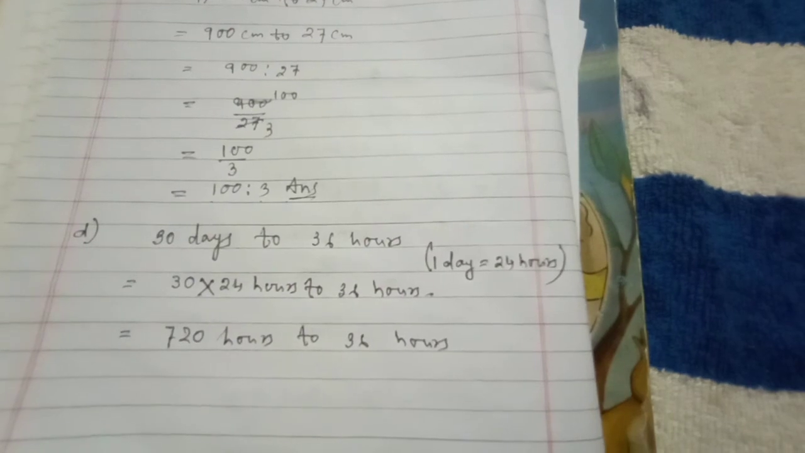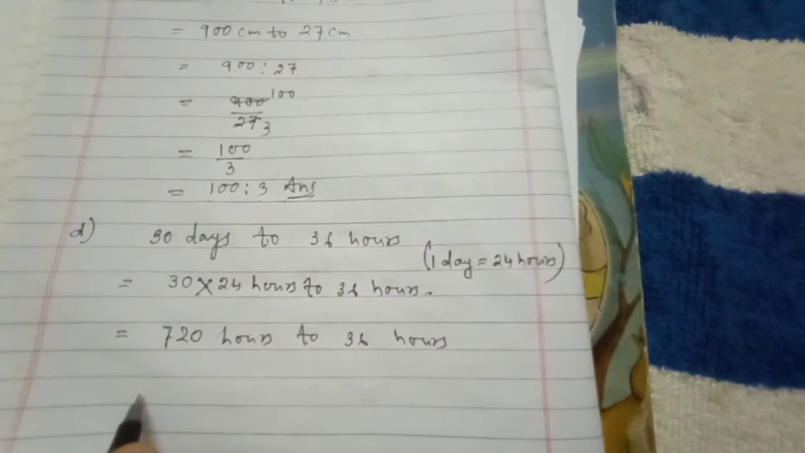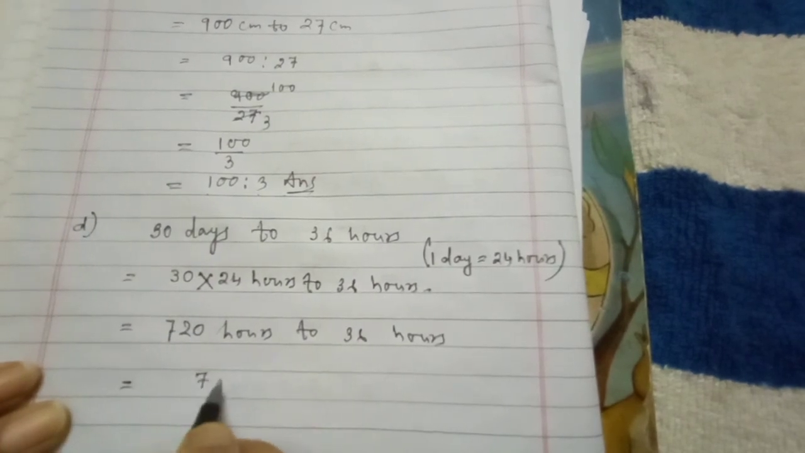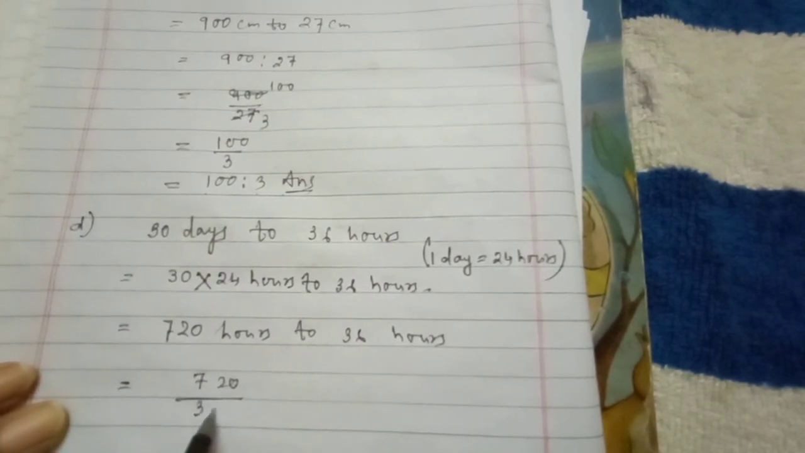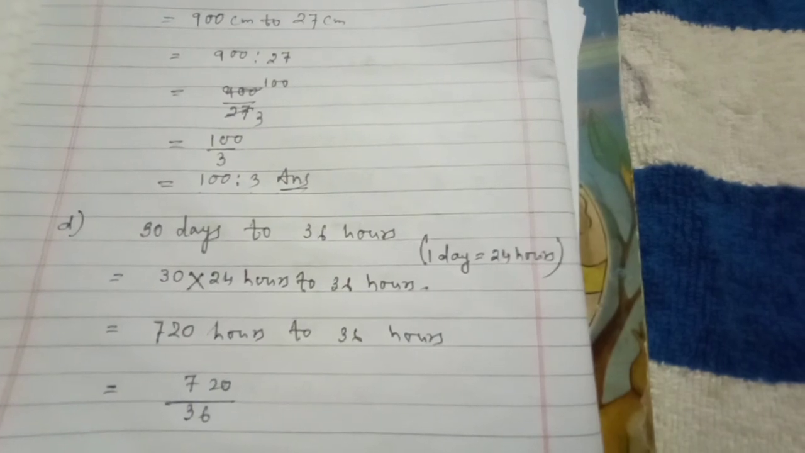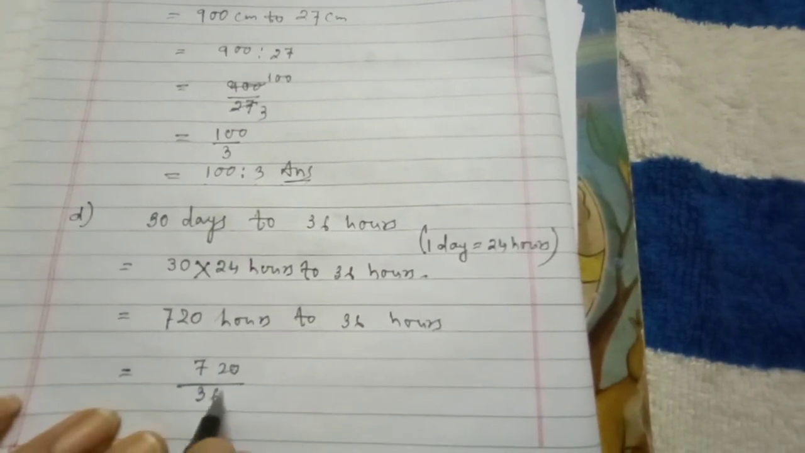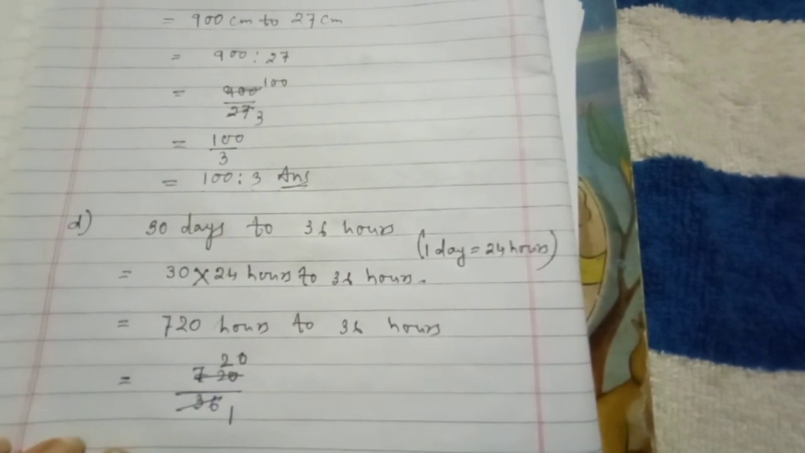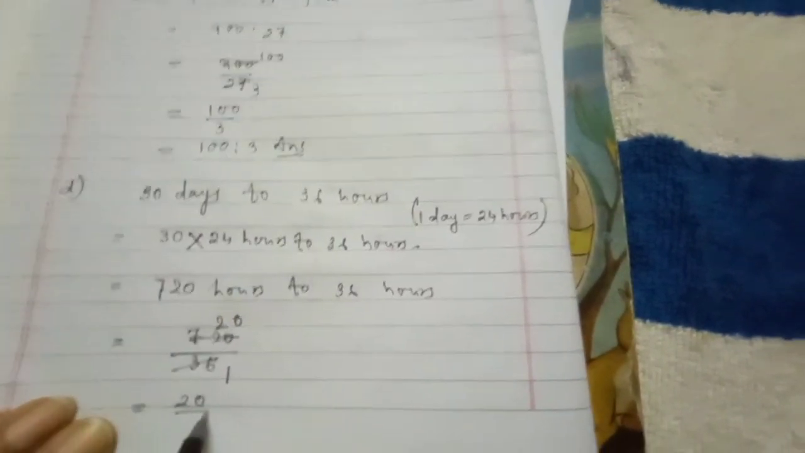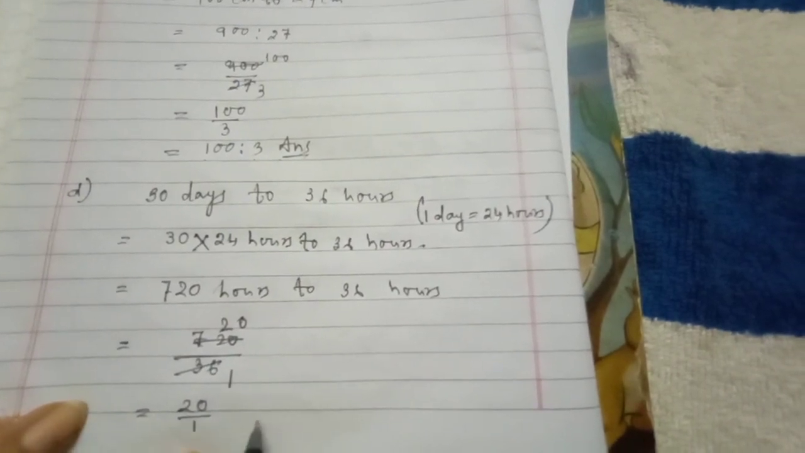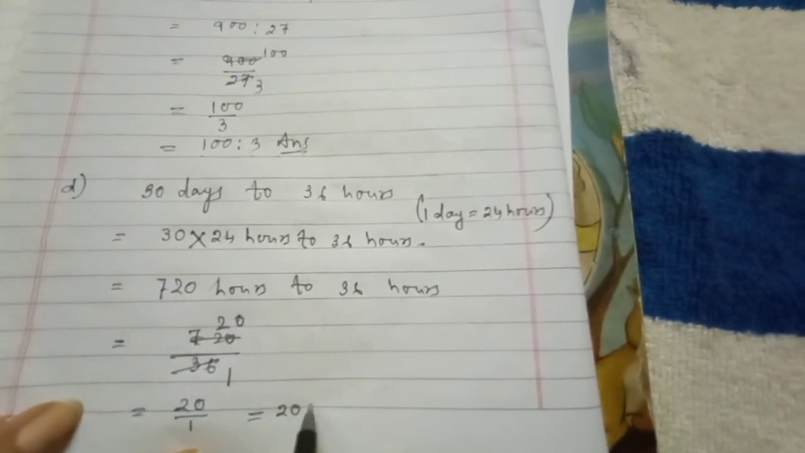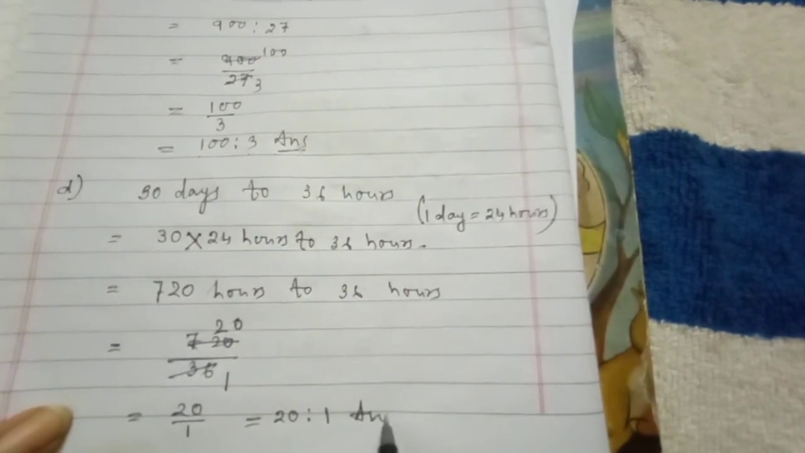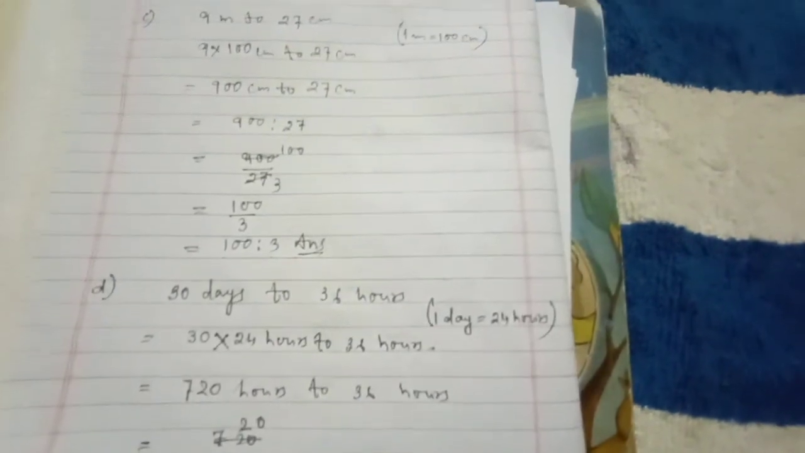So what you have to do? You have to write it in the division form. 720 by 36. Cancel it. 36 1s are 36, 36 2s are 72, 20. The result is now 20 by 1, and in the ratio form you have to write 20 is to 1. Understood?